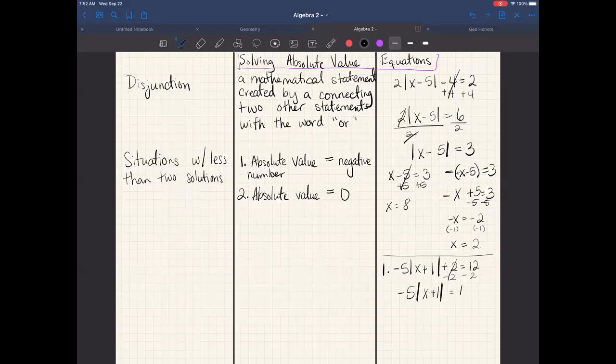12 minus 2 is just going to give me 10. Now, if I divide both sides by negative 5, I'm going to end up with the absolute value of x plus 1 equals 10 divided by negative 5, which gives me negative 2. Absolute values can never be negative, so it's impossible that that would ever happen, right? So therefore, this one will have no solutions.